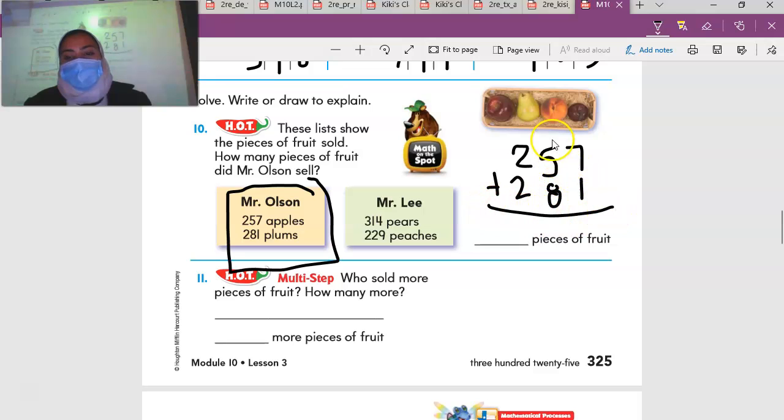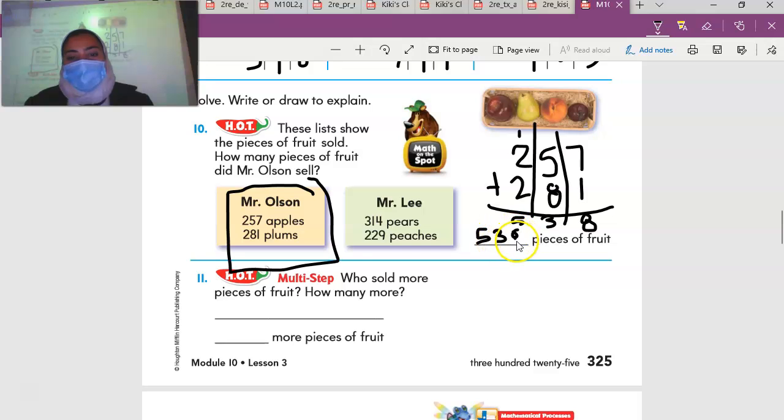1 plus 7 is 8. And 5 plus 8 is 13, so 3, carry the 1. 2 plus 2 plus 1 is 5, so how many? 538. Very good. Very easy, very simple.